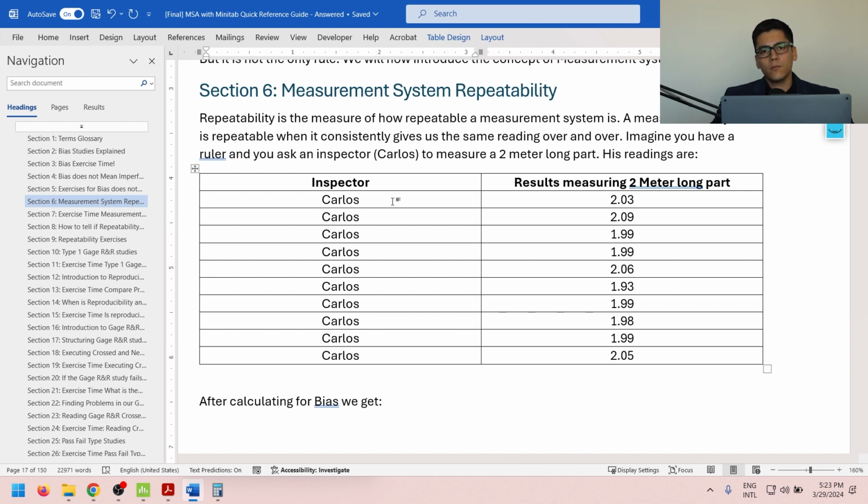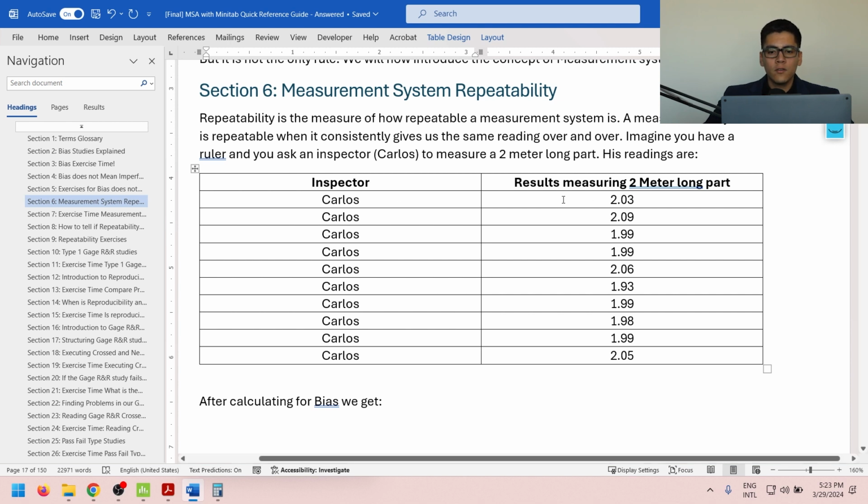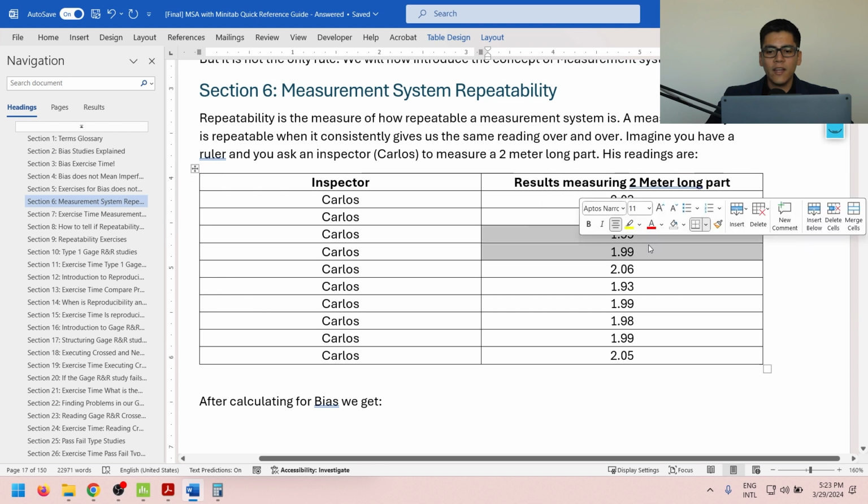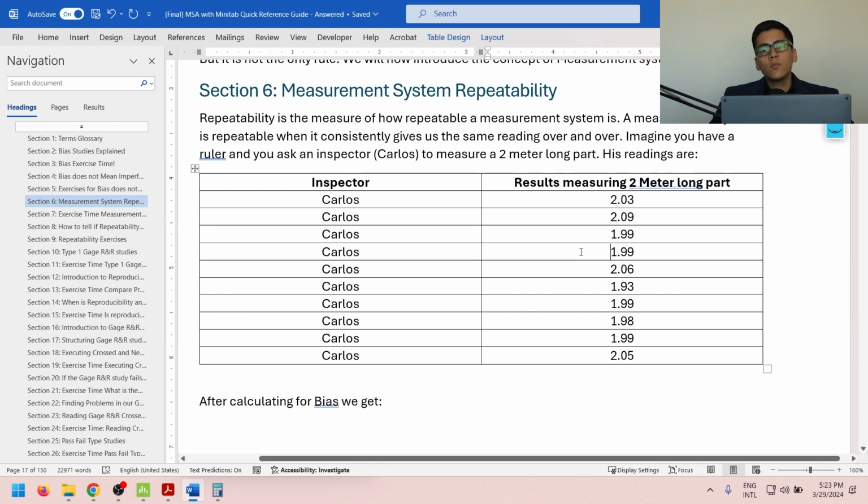Imagine that you have a ruler, okay? So you have a ruler right here, and we ask an inspector, let's say Carlos, to measure a 2-meter long part. His readings are the following. First sample, 2.03. Next up, 2.09, 1.99, and so on. The important thing to note here is that Carlos is measuring the same 2-meter long part each time, okay? We're not mixing and matching. So the variation that I'm seeing part to part is actually from Carlos using the ruler differently each time, okay?